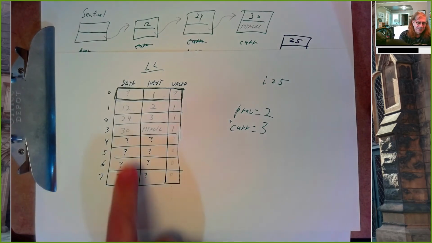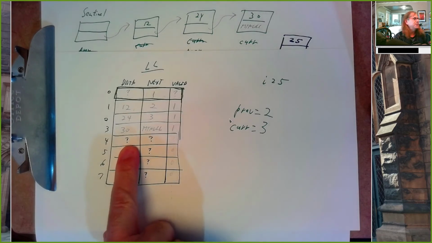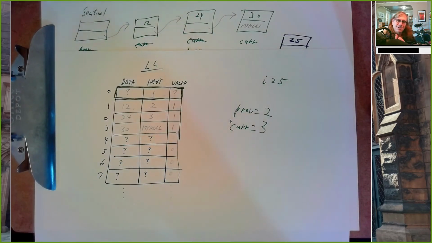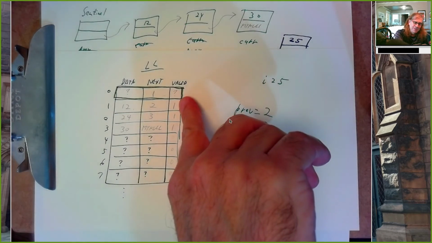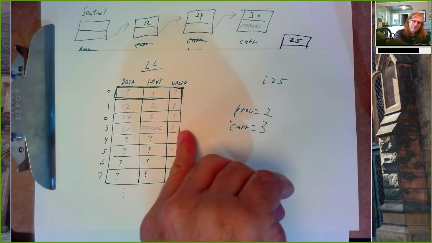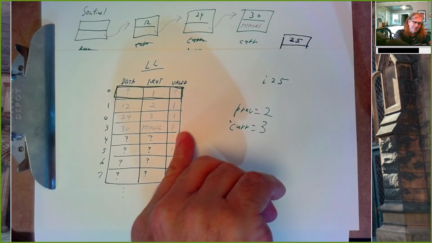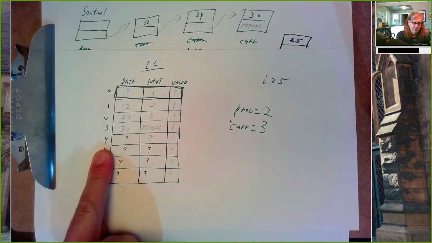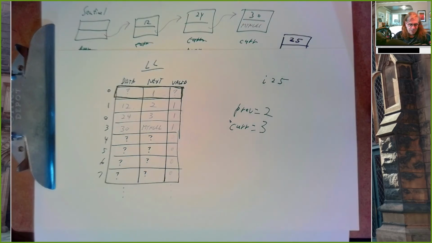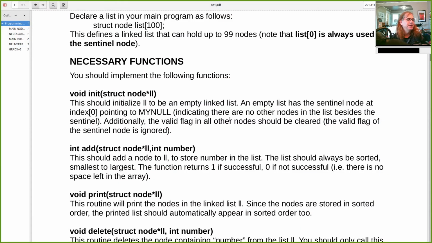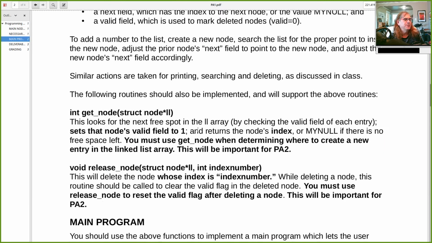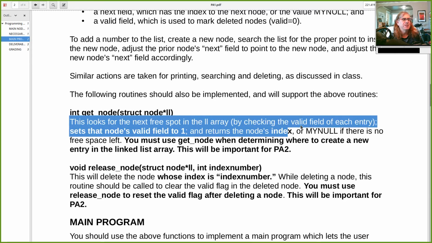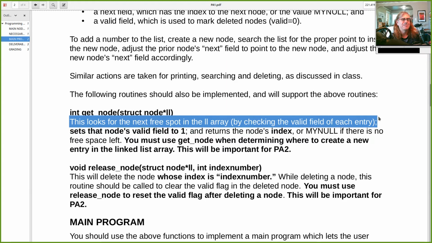So you and I can look at this and say, oh yeah, that's the next empty location. We'll put it at index 4. But how are we going to tell the computer to do that? Well, this is what the valid field is for. Basically, we can start with index 1 and find the first spot where the valid field is 0. Wherever that happens, that's the index we're going to use. All right, so you're going to write a function to do that. And your function is going to be called getNode. This looks for the next free spot in the linked list array by checking the valid field of each entry.